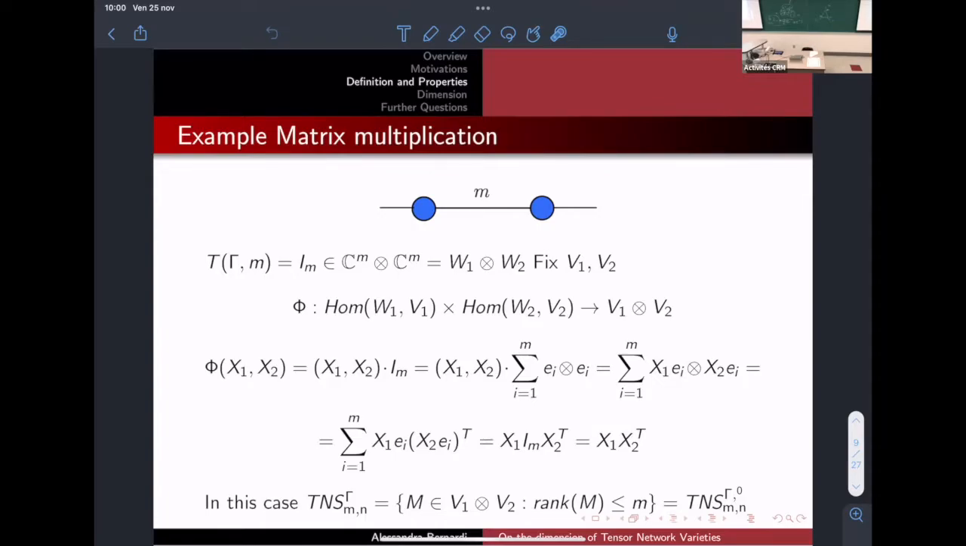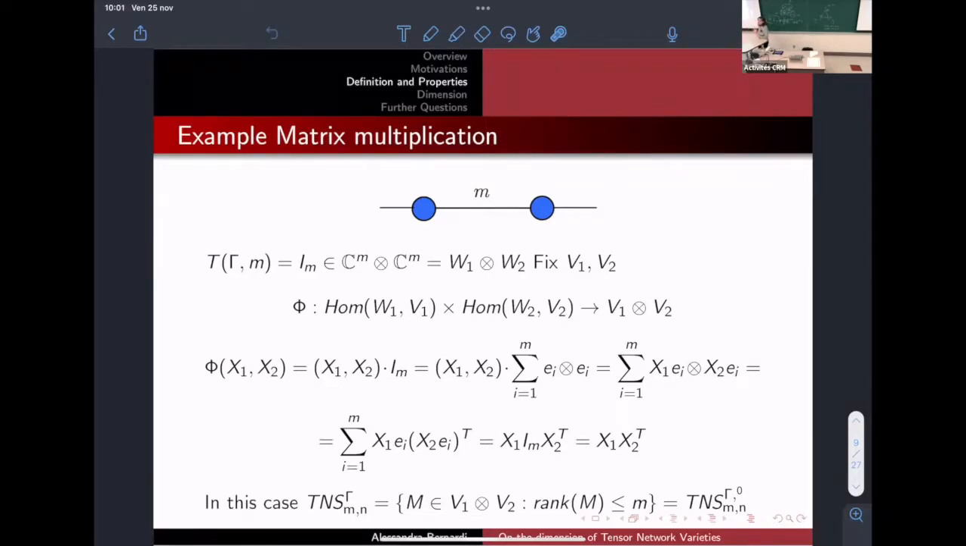And so in this case, the tensor network variety associated to that graph is a set of matrices whose rank is more or equal than the bond dimension. What is the additional parameter n? This is the multi-index that encodes the dimensions of the physical state. So this is dimension, say, n1, this is dimension n2, this is dimension n3, and with n I will denote n1, n2, n3, the bond dimensions. Okay, at least we have an example where the two definitions agree.